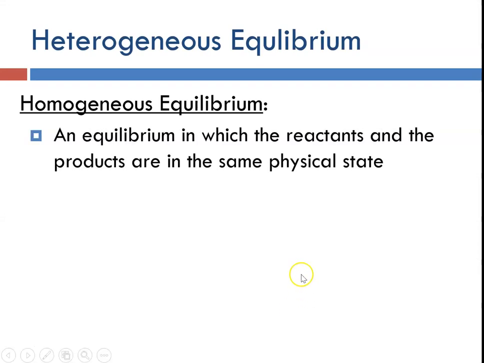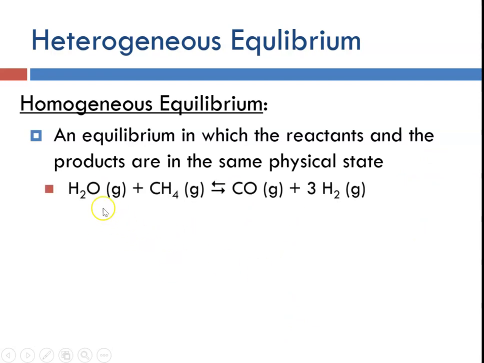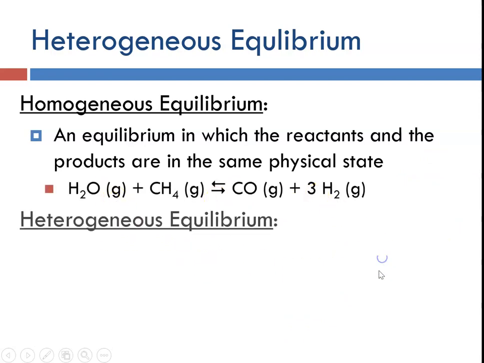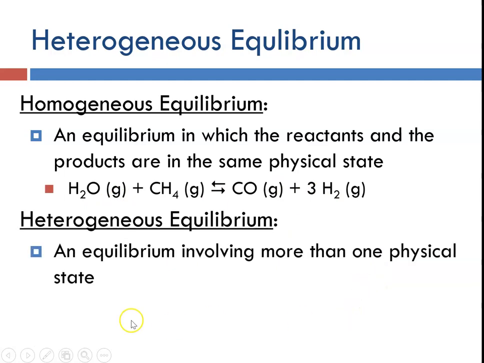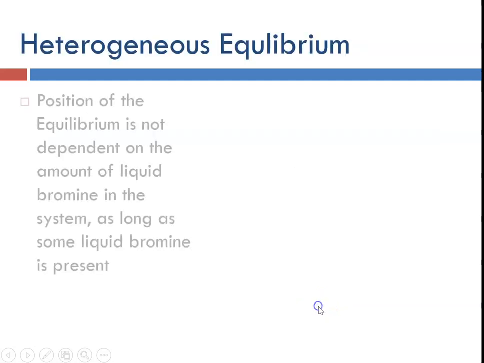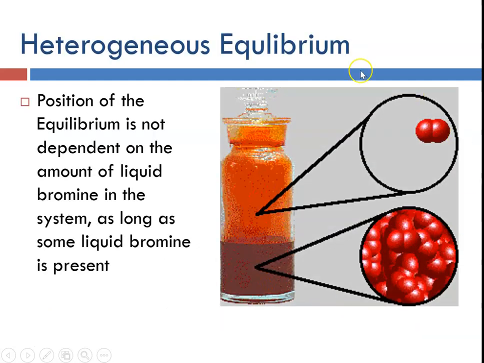So in a homogeneous equilibrium, it's an equilibrium in which the reactants and products are all in the same physical state. Here, they're all gas phase. Heterogeneous is an equilibrium involving more than one physical state. So for instance, bromine liquid at equilibrium with bromine in the gas phase. So the next slide is going to show you what that looks like.